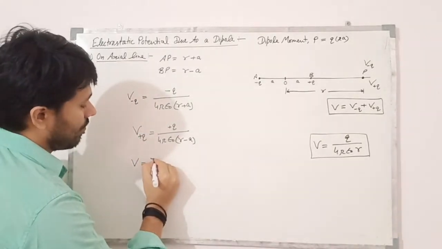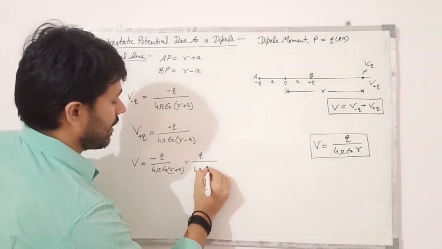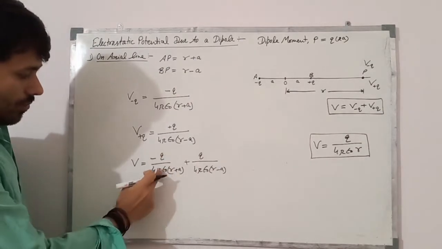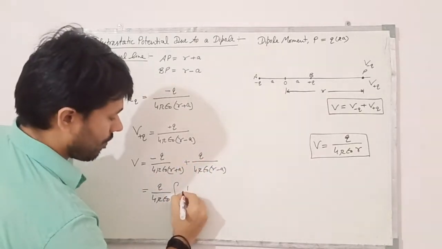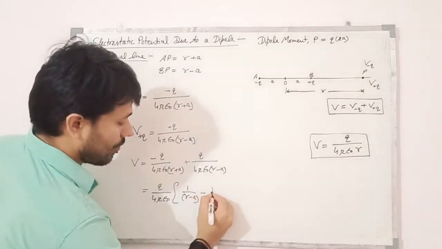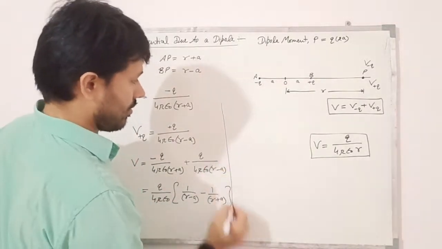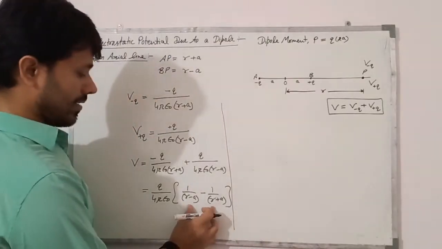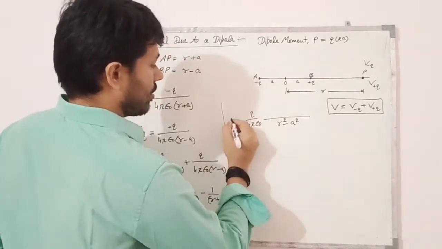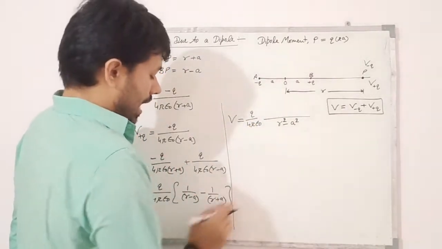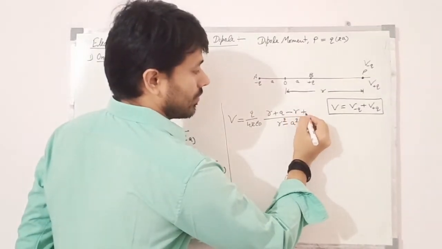So the net potential is the direct sum: minus Q upon 4 pi epsilon naught (R plus A), plus Q upon 4 pi epsilon naught (R minus A). Taking Q upon 4 pi epsilon naught common, what remains inside is 1 upon R minus A and negative of 1 upon R plus A. Taking the LCM, which is R square minus A square, we get V equal to Q upon 4 pi epsilon naught, times R plus A minus R minus A, over R square minus A square.